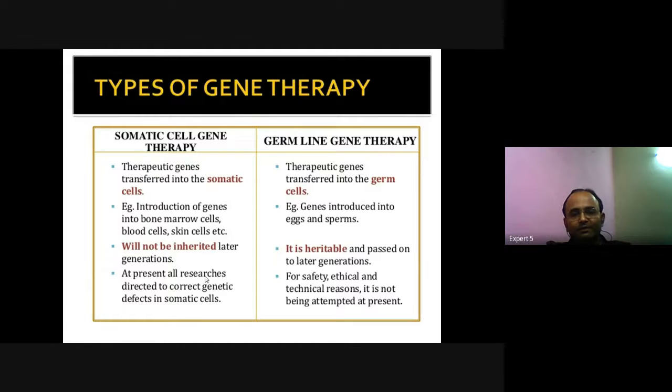Generally, somatic cell gene therapy is preferred over germ cell line gene therapy, because germ line gene therapy is heritable and passed to later generations. But somatic cell gene therapy will not be inherited by the next generations. At present, all research is directed to correcting genetic defects in somatic cells. Germ cell line gene therapy, for safety, ethical and technical reasons, is not being attempted at present.